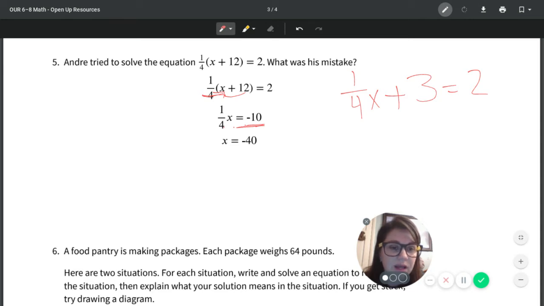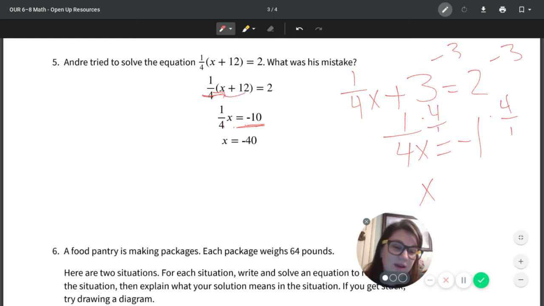If we were to finish this one out, we need to subtract 3 from both sides, and we would get 1/4 x is equal to negative 1. Well, when we have a fraction that is our coefficient, if we multiply each side by its reciprocal, that's the same as dividing by a fraction. And sometimes people don't like dividing by a fraction, but that's okay. In this situation, we would get x is equal to negative 4.